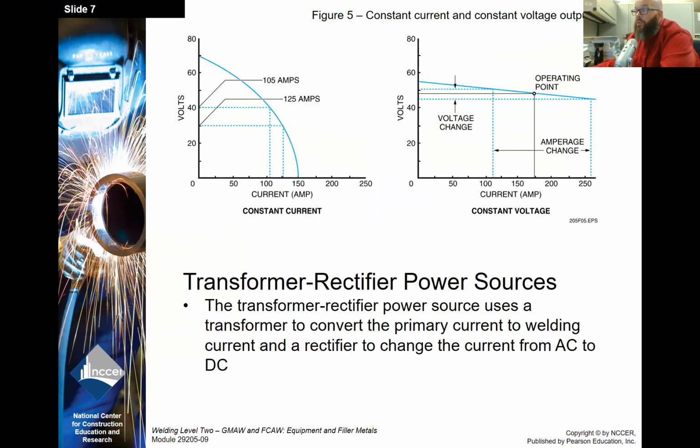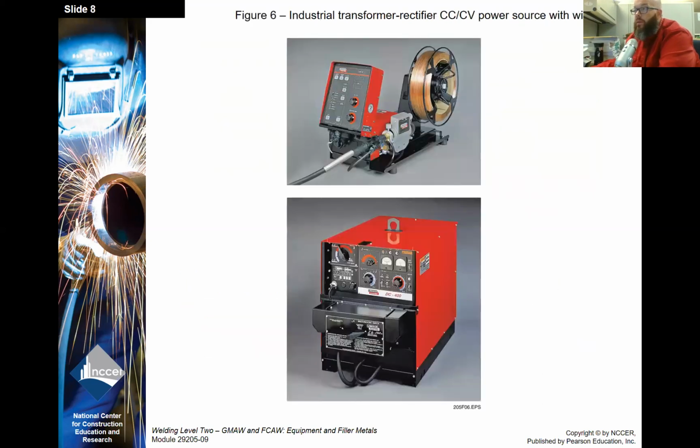Constant current and constant voltage. Transformer rectifier power sources. The transformer rectifier power source uses a transformer to convert the primary welding current and a rectifier to change the current from AC to DC. Here is an example of an older transformer rectifier system with an external wire feeder.